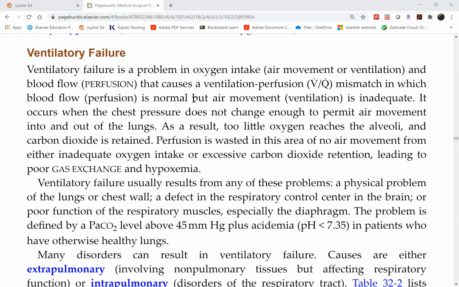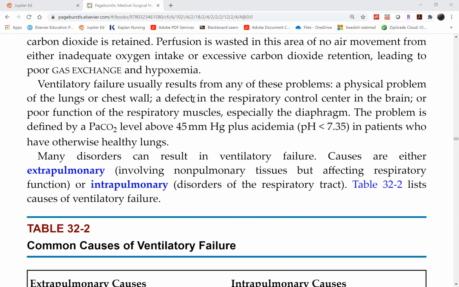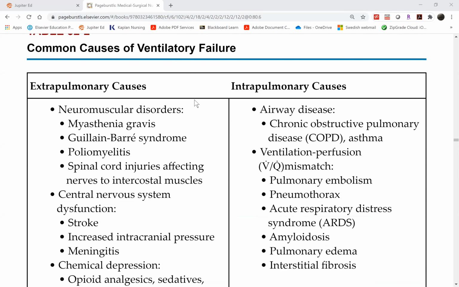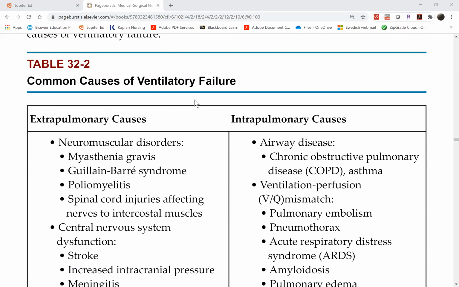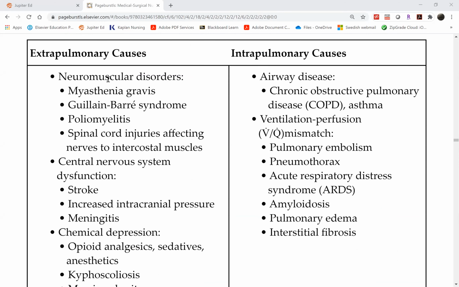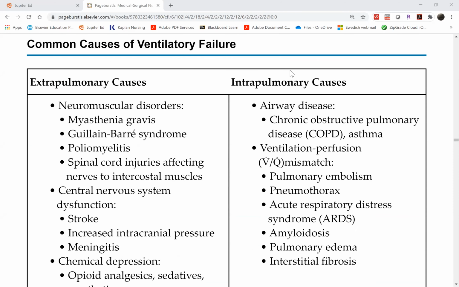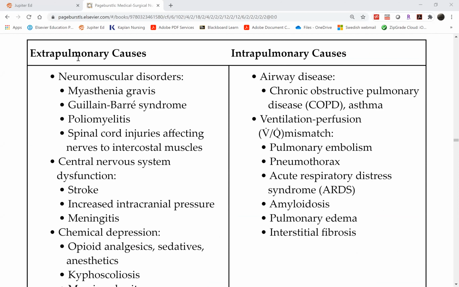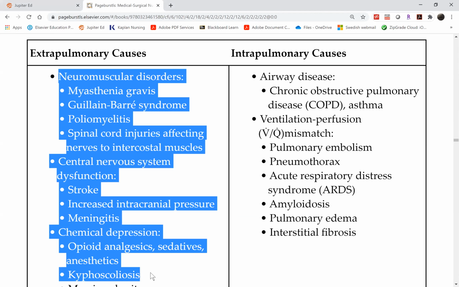So if you have a ventilatory failure, you have a list here so it's easier to understand. Look at this table, 32-2. So column 1, you have extrapulmonary causes, meaning nothing to do with the lung. Whereas the right column, column 2, is intrapulmonary causes. So let's look at the extrapulmonary causes first. When you have these conditions here, what happens to your ventilation?